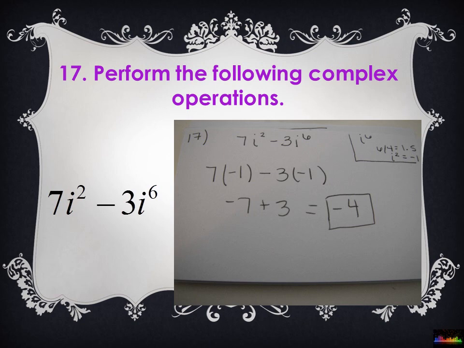So we know that our first term came out to be negative 7, so we are going to subtract 3 times negative 1 from that because we got i to the 6th to be negative 1. A negative 3 times a negative 1 becomes a positive 3. So negative 7 plus 3 is negative 4.